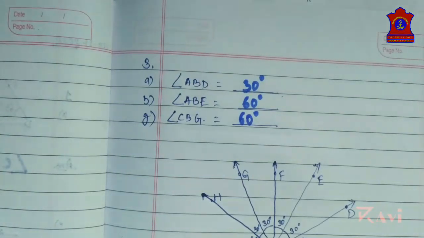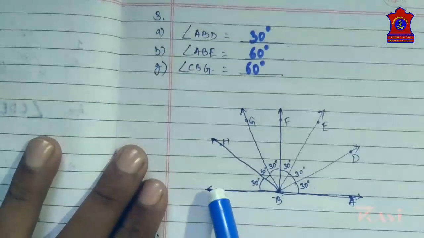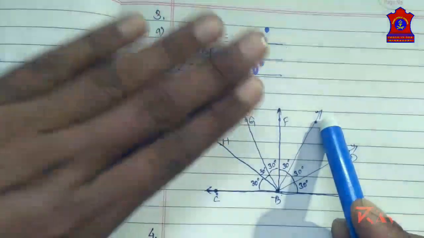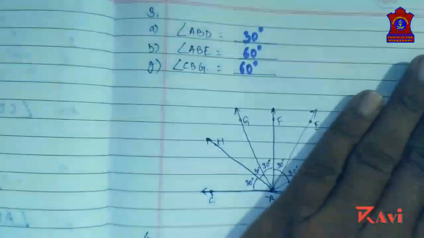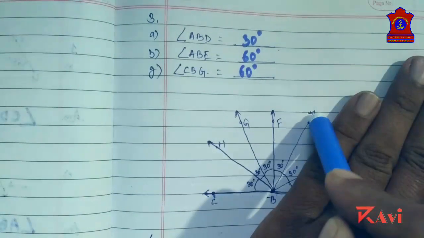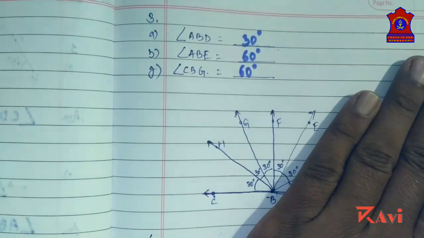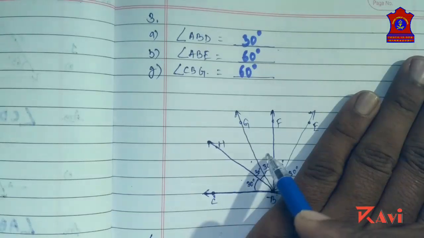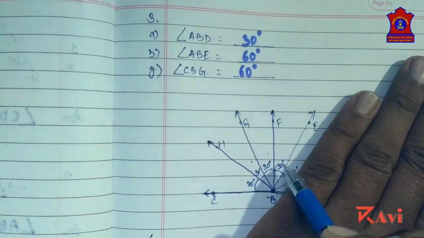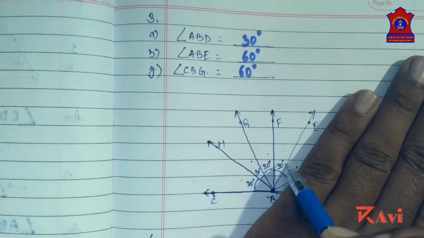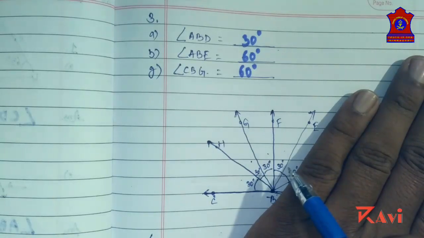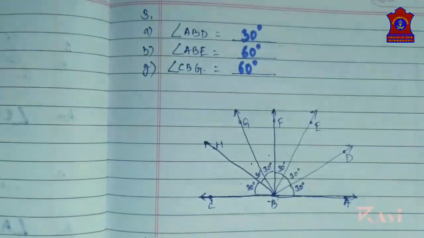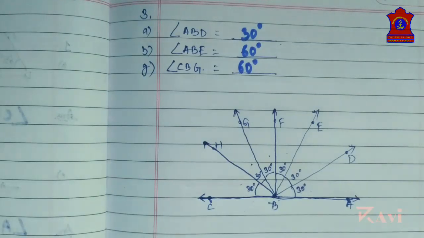If somebody is asking what is the measure of angle CBE? See, in between CBE you have how many parts? 1, 2, 3, 4. So 30 into 4, 120 degree. So like this you can find out the measure of each given angle here.